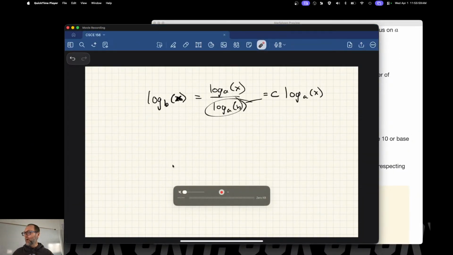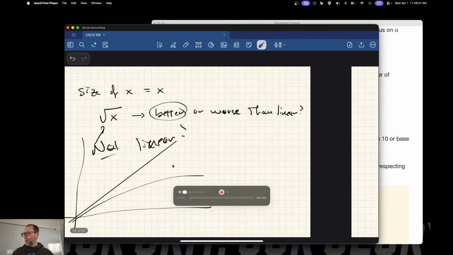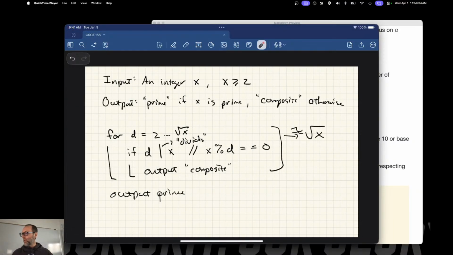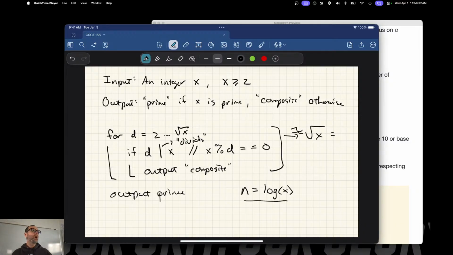Actually, let's go back now to my example here. We said that this was order square root of x. But that's not the input size. The input size is log of x. Let's isolate x, because this is actually a correct answer, that it's going to do square root of x operations. It's going to do a square root of x divisions and iterations. But that's not the input size. The input size is log x.